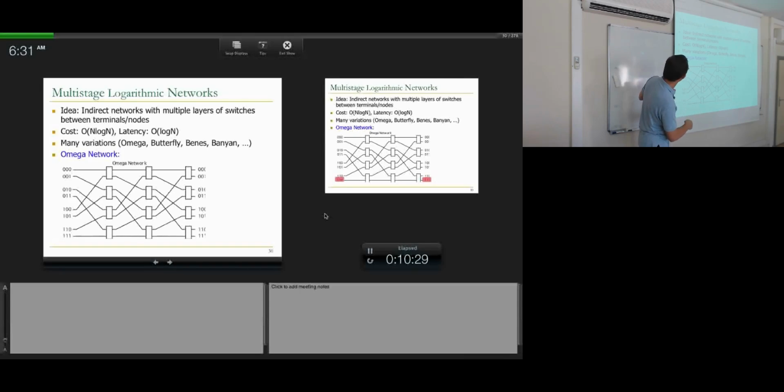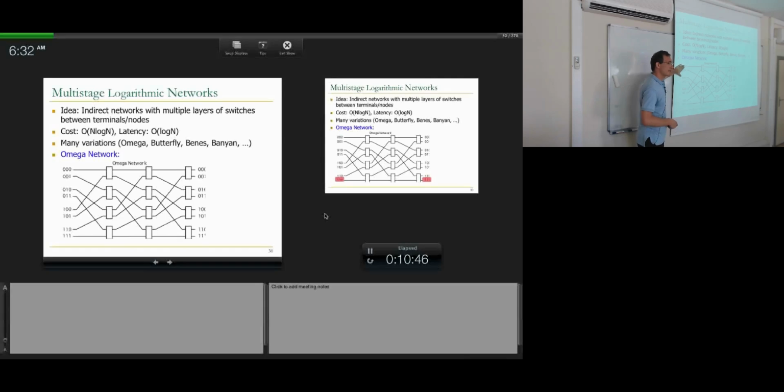But the cost of this is O(n log n), and the latency is log n, basically. N, if you look at this, there are 3 stages here. And you have 8 nodes, and n is the number of nodes. There are many variations. This is one of them.